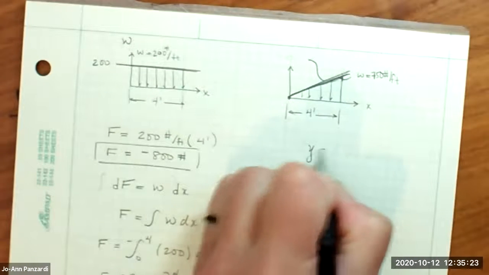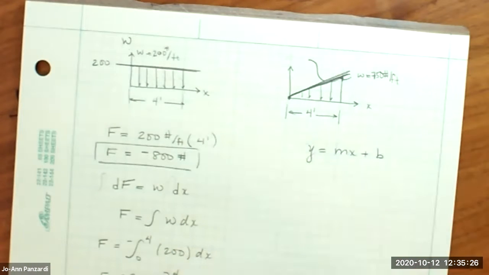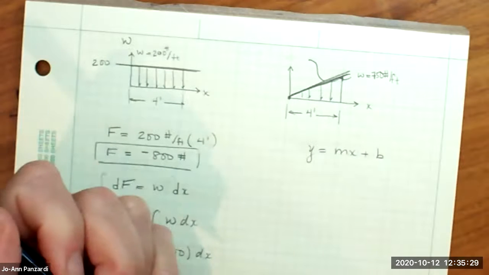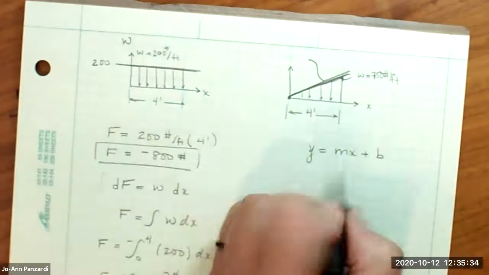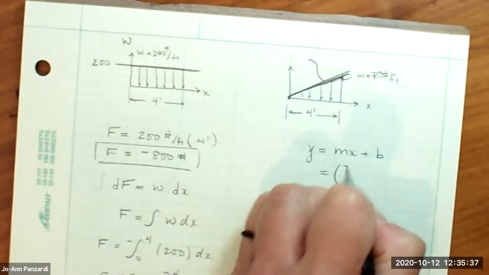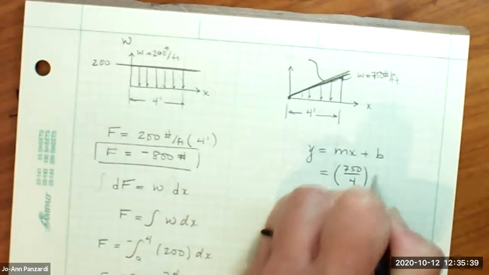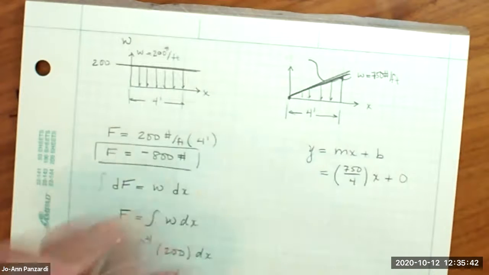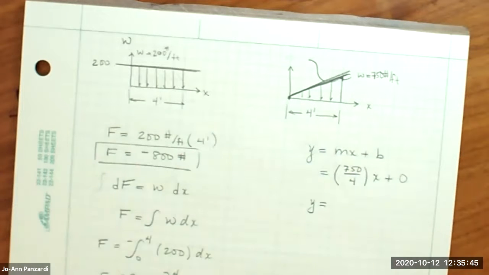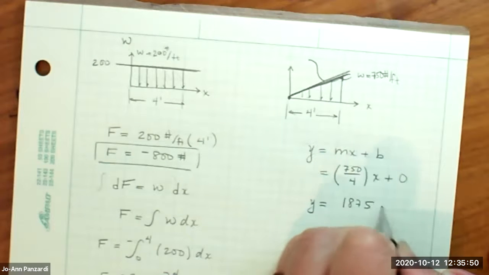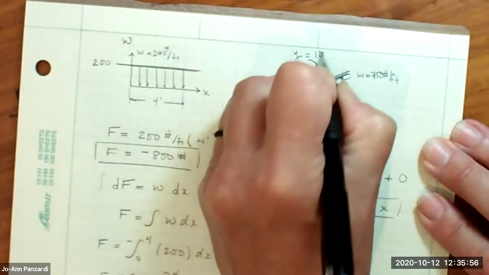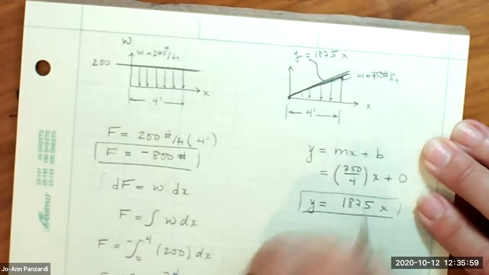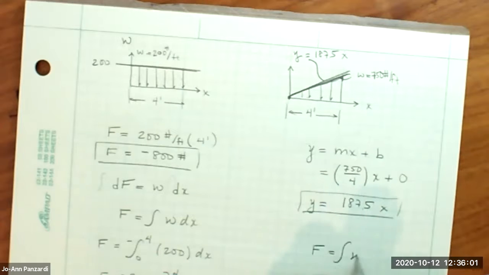So y is equal to mx plus b. M is the slope of this line. What is the slope of this line? It is the change in y over the change in x, so that's 750 over 4, and the y-intercept is 0. So the equation here is y is equal to 187.5x. That's the equation of this line right here. And then I know the force is equal to the integral of W dx.